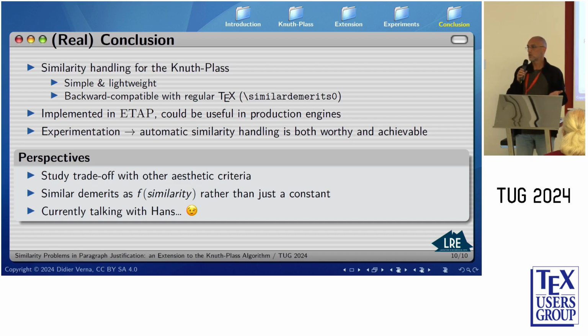We could do much more than just fixing a constant value for similar demerits and using that. You could have different demerits for the beginning and for the end of lines. You could increase the penalty if the similarity is longer. There are many things that we can do.